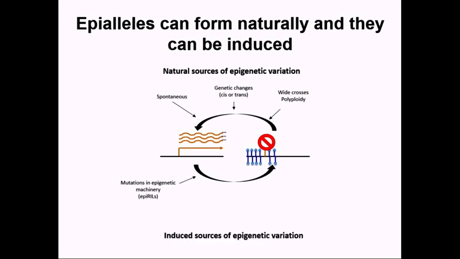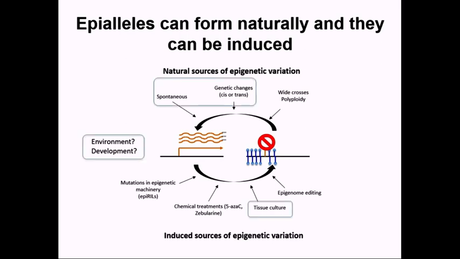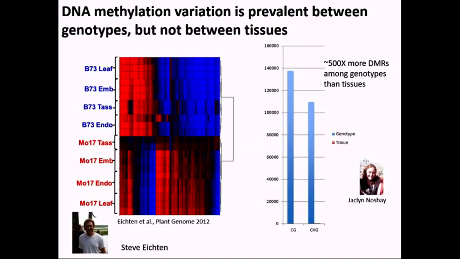You can also have induced sources. There are mutations, like I mentioned to you, this has been done in Arabidopsis. It's harder to do in crops. Chemical treatments, tissue culture has actually been shown to affect methylation at some regions. Hopefully in the future we can do some epigenome editing. There's also been suggestions that environmental influences could affect methylation or development. I'll talk mostly about these spontaneous ones. These two up here, we're going to start with these.